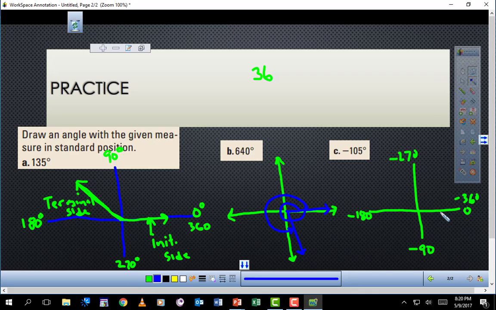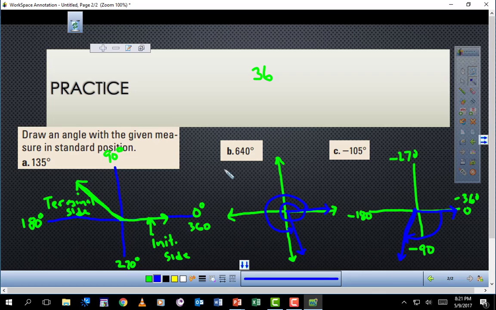So 105 degrees would be this angle to right about there. It would be our terminal side like that. And so this would be our initial side. The initial side still starts off with the positive x-axis, and sweeps around to right there. Okay, so hopefully that makes sense.